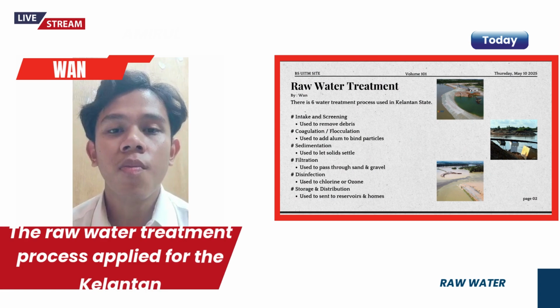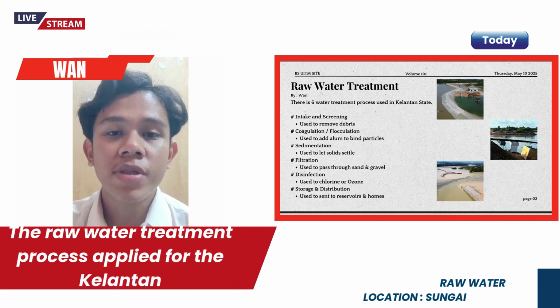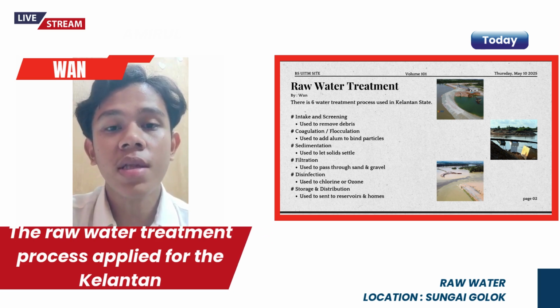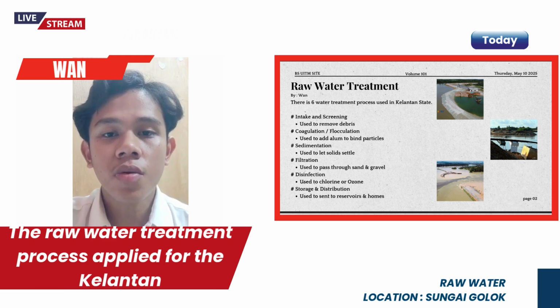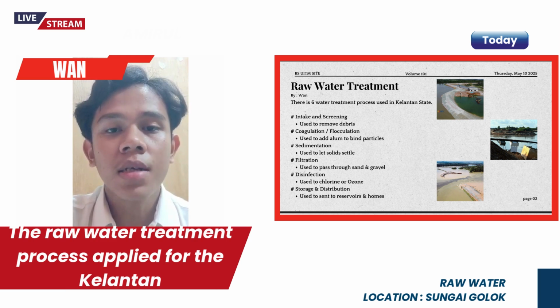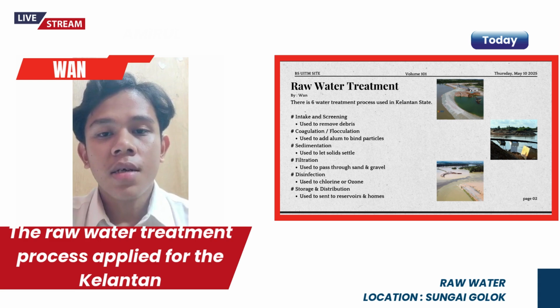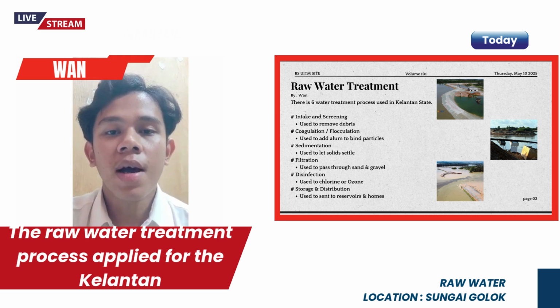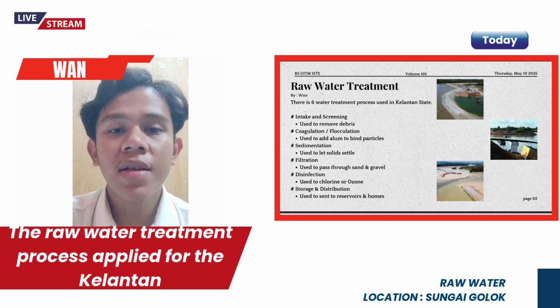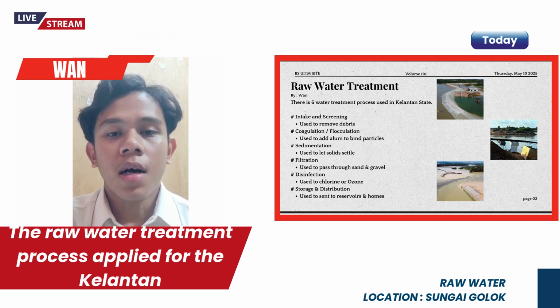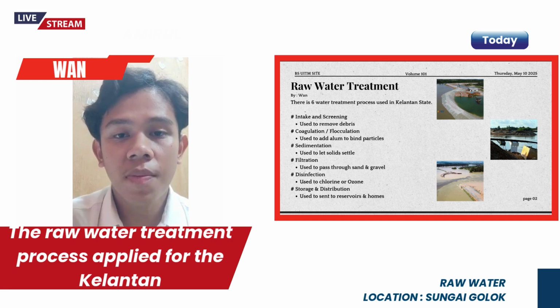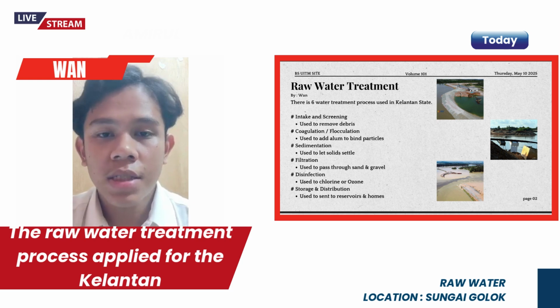Okay, there are 6 raw water treatment processes in Kelantan. First, we have intake and screening. Intake and screening is used to remove debris from the water. The second one is coagulation. Coagulation is a process of adding alum to the water to bind particles. Third one is sedimentation. Sedimentation is a process that lets the solids settle.